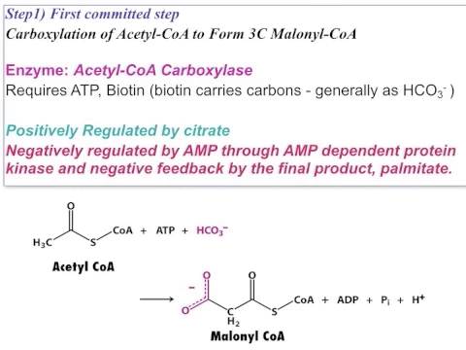Regulation of fatty acid synthesis occurs through the regulation of the first committed step that is catalyzed by acetyl-CoA carboxylase. This enzyme is positively regulated by citrate and negatively regulated by AMP through the AMP-dependent protein kinase, and also through negative feedback by the final product, palmitate. Let's look at this a little more closely.